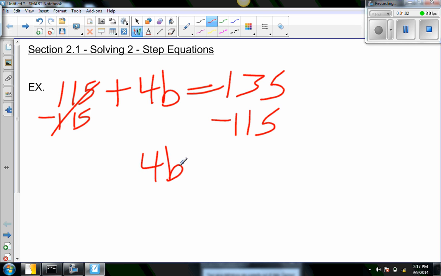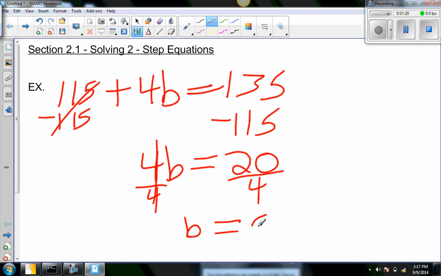So that leaves me with 4b. Remember that whatever you do to one side of an equation, you have to do to the other. So that leaves me with 20. Now I go ahead and finish it out. It says 4 times b. How do you get rid of the 4? You do the opposite, which is to divide by 4. If I do it on the left, I have to do it on the right. Therefore, my answer is b equals 5.